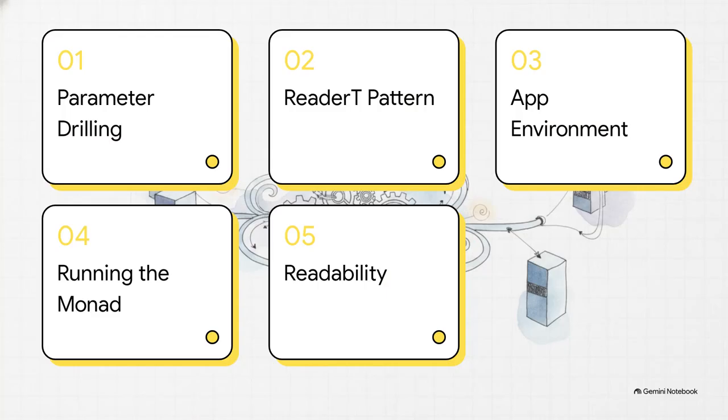Here is our roadmap for today. First, we'll look at the parameter drilling problem. Second, enter the ReaderT-pattern. Third, building the app environment. Fourth, running the monad. And fifth, we'll wrap up by discussing why you should prioritize readability over conciseness.